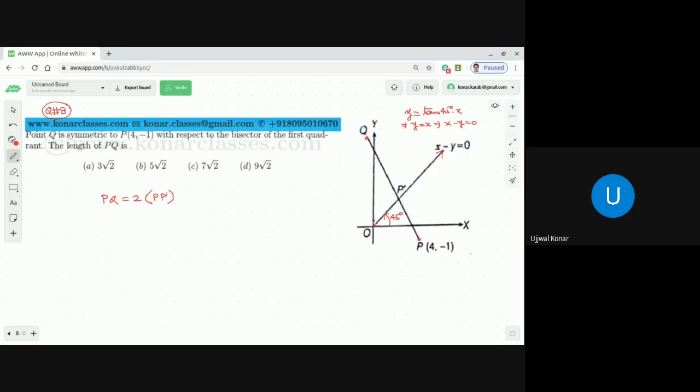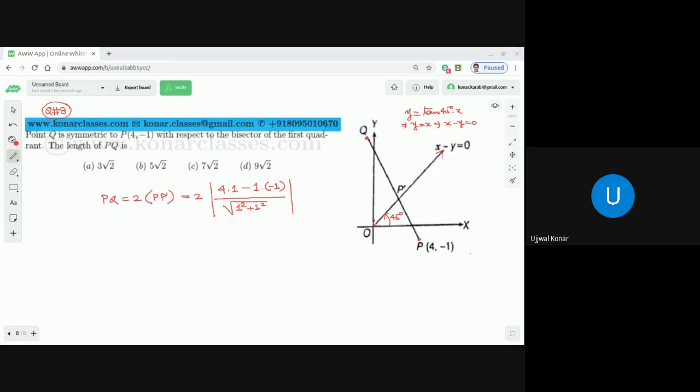What is PP'? PP' is nothing but the perpendicular distance from the point (4, -1) to the straight line x - y = 0. So that means this is equal to 2 times mod of (4 into 1 minus 1 into -1) divided by square root of 1 squared plus 1 squared. Correct? So that becomes 2 into 4 minus of minus 1, that is 5.